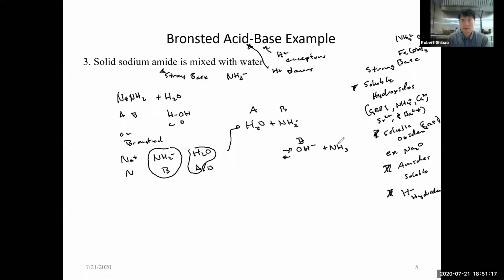Well, who's losing the proton? Ammonia is losing a proton. So normally ammonia is thought of as a base. But in this reaction, it has to be the acid. And then we compare which base is stronger, amide or hydroxide, and which acid is stronger, water or ammonia. And so here we can consult the acid-base chart.